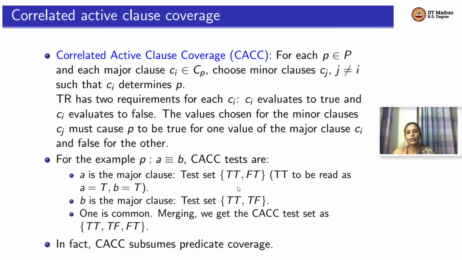So if you see, like we saw earlier, TT is common here, but FT and TF are different. So we get three test requirements: A true and B true, A true and B false, A false and B true. And by definition, correlated active clause coverage will subsume predicate coverage because it says that the minor clauses take values such that the major clause determines P. P's value, true or false, flips for the major clause.